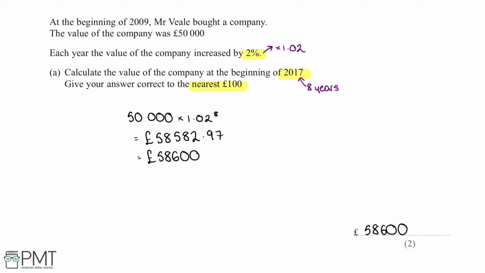Now this question's worth 2 marks. We'll get our first mark for working out the value of the company after 8 years, and our second mark for giving our answer to the nearest £100.